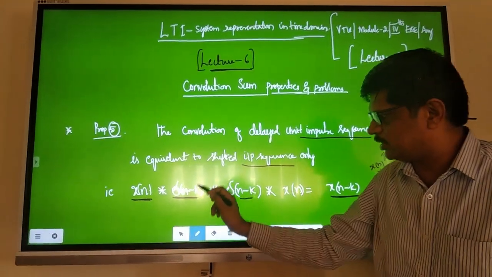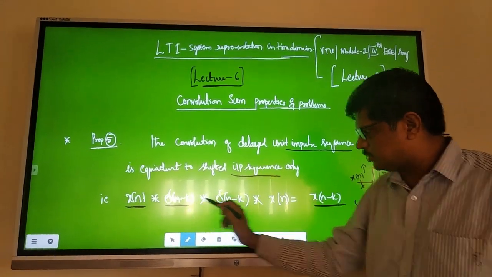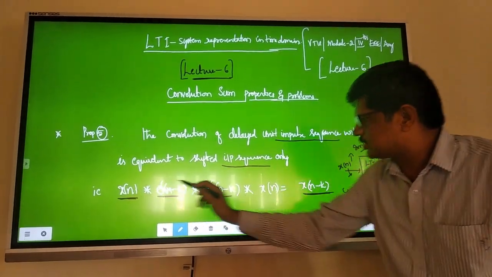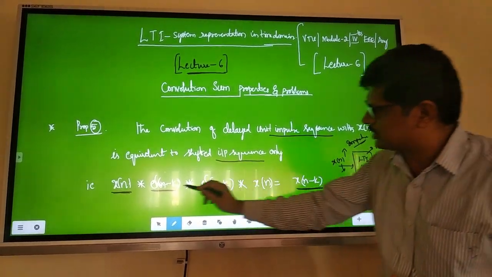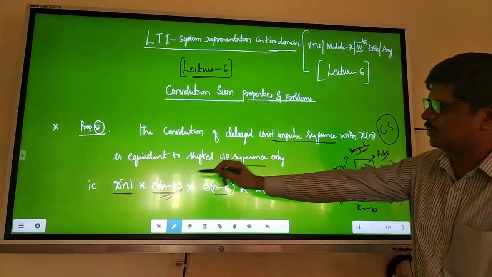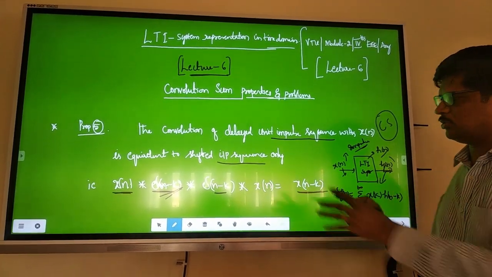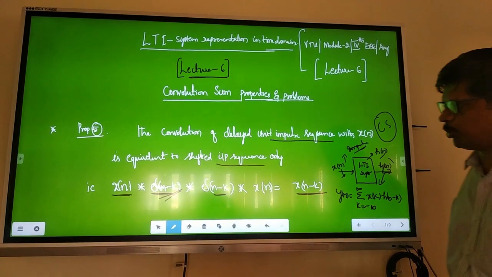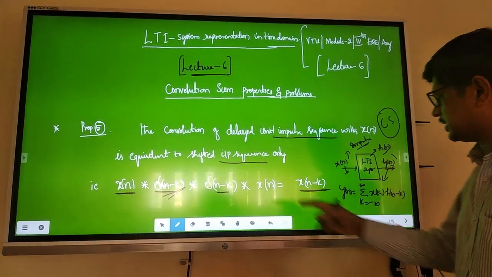For example, if you convolve with the shifted impulse function, you will get the signal itself shifted by this shift value, that is x of n minus k. This is the property. Now let us see how to prove this.